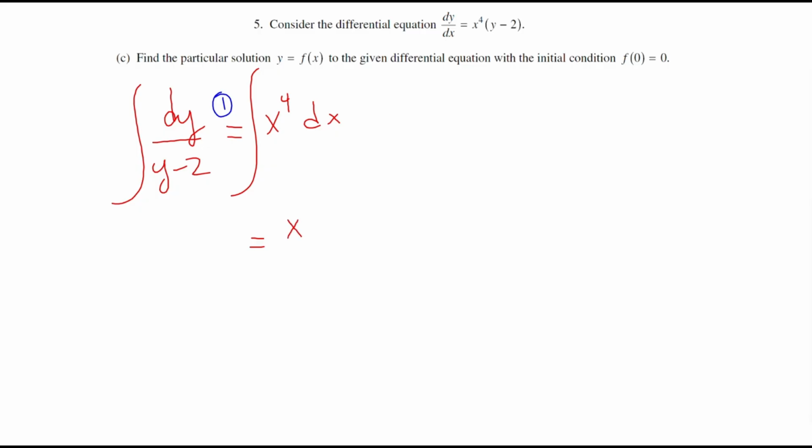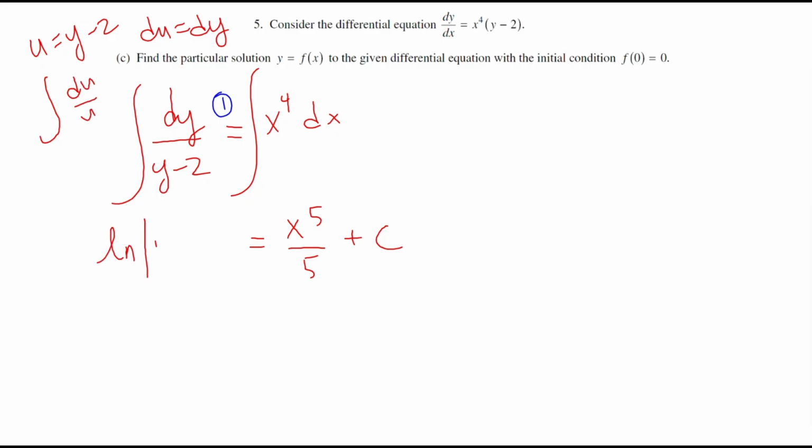On the right-hand side, that's just x to the 5th over 5 plus your constant. And on the left-hand side, that's a basic u sub, where u is y minus 2, so du is dy. So it just is an integral of du over u, which we should know is natural log absolute value of u, and our u is y minus 2. And we don't need to put the constant there because having constants on both sides is kind of redundant. If we had them on both sides, we could subtract one from the other and just have a constant on one side. So we're just going to leave it with the plus c only on the right-hand side.